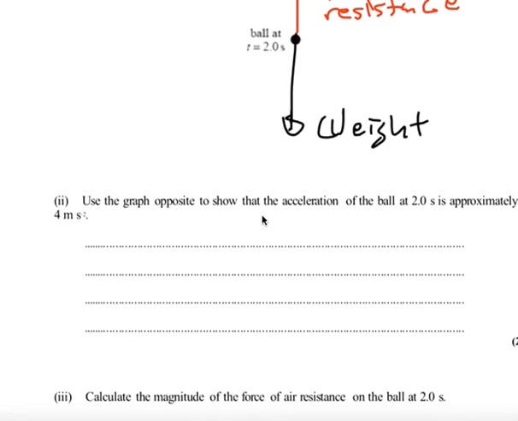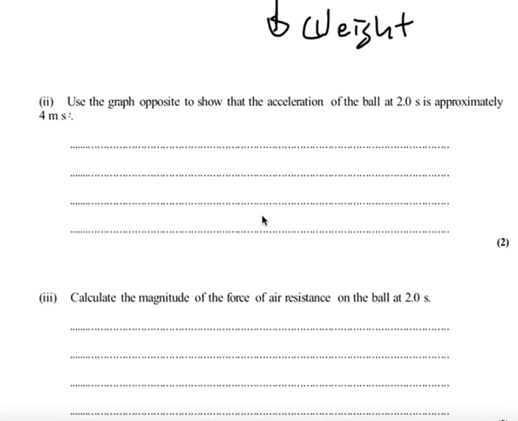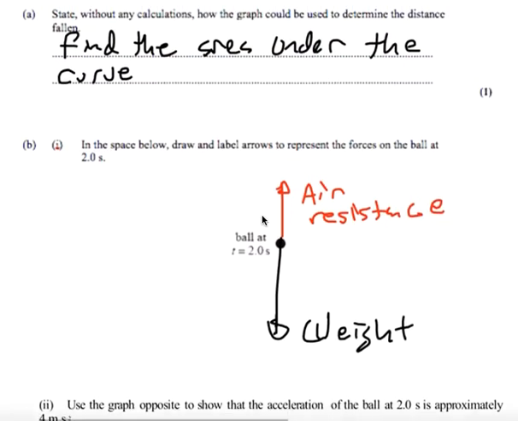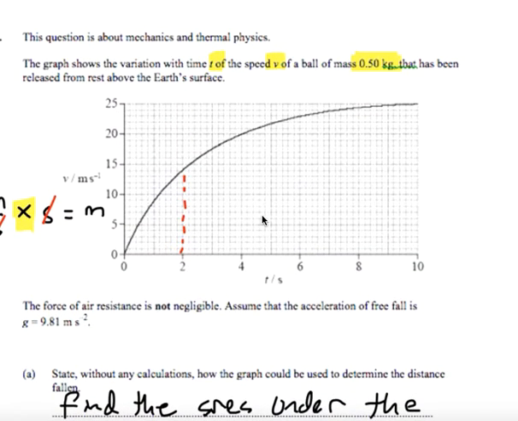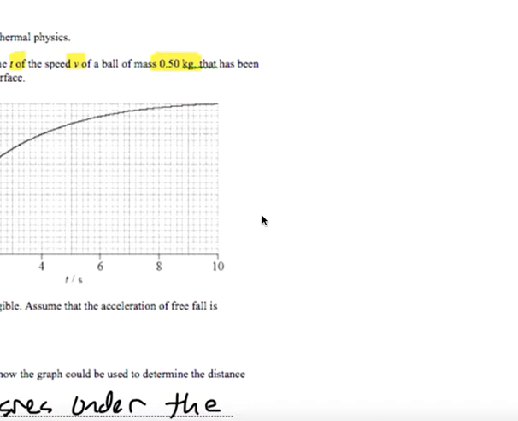Part 2 says to use the graph to show that the acceleration of the ball at 2 seconds is approximately 4 meters per second squared. So I've already talked about how I use the graph to find displacement. Now we're going to find acceleration. We have meters per second, velocity, and seconds, time, and we want meters per second squared. To do that, we'll divide.